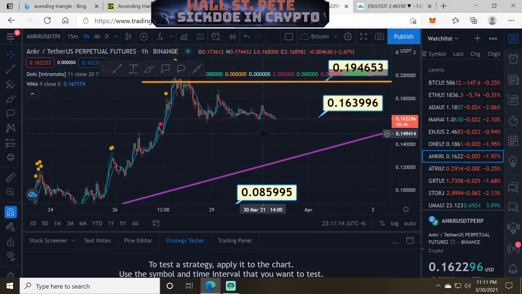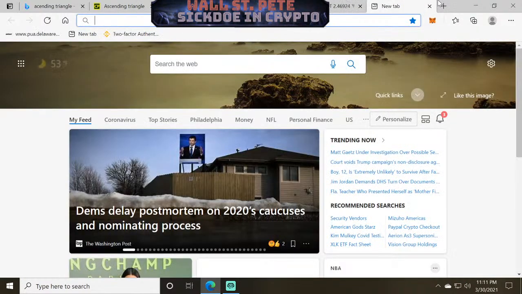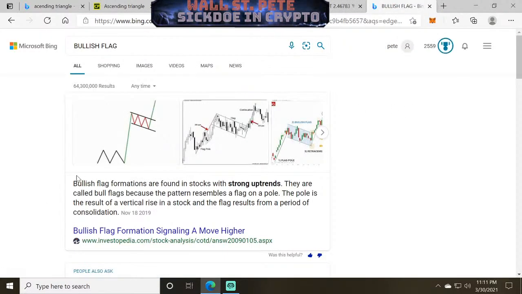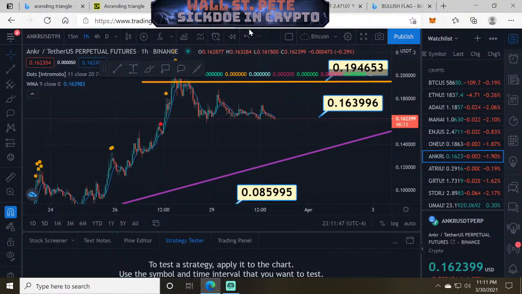Right? So if you look at what's happening, it's a bullish flag. That's what I was trying to explain to you. So let's do this. Bullish flag formation. We're not supposed to be doing this tonight, but tomorrow night we'll do a new one. We're going to do 2 tonight. Bullish flag formations are found in stocks with strong uptrends. They are called bull flags because the pattern resembles a flag on a pole. The pole is the result of a vertical rise in a stock, and the flag results from a period of consolidation.